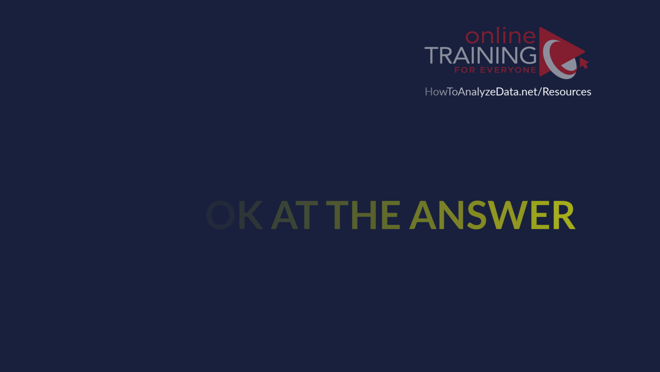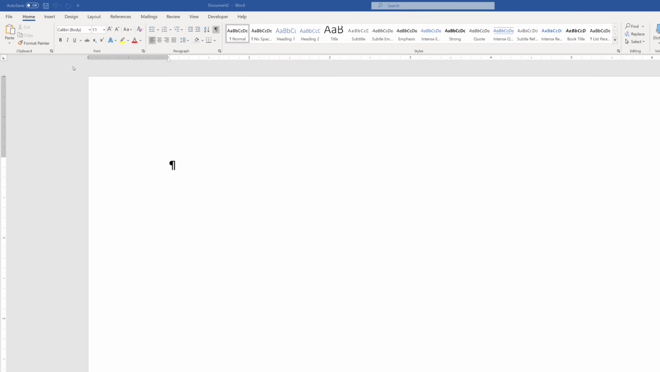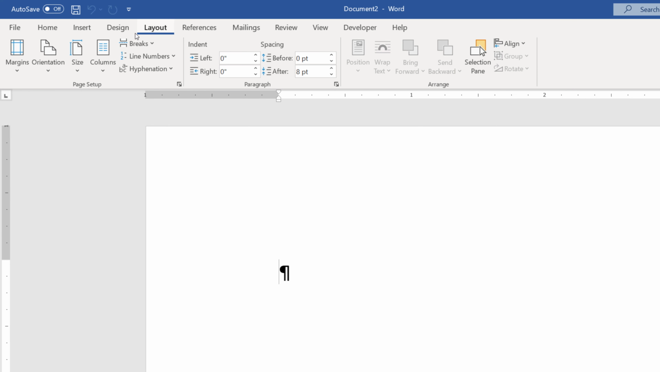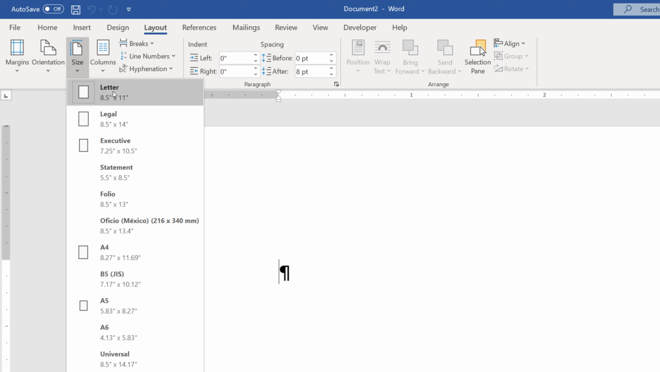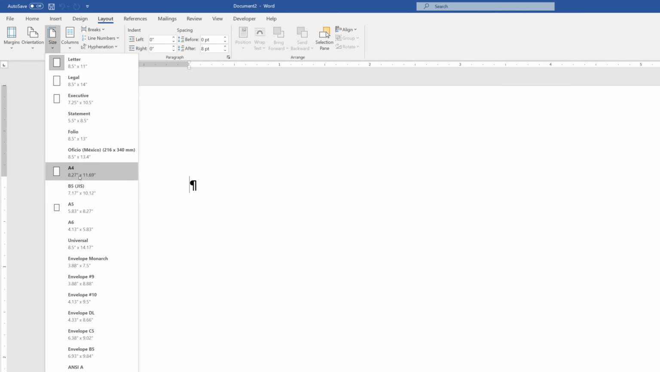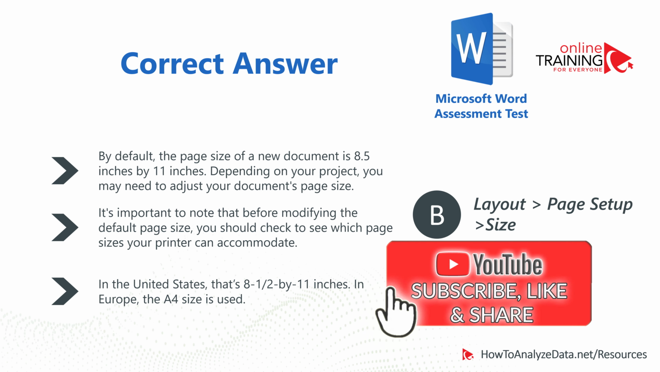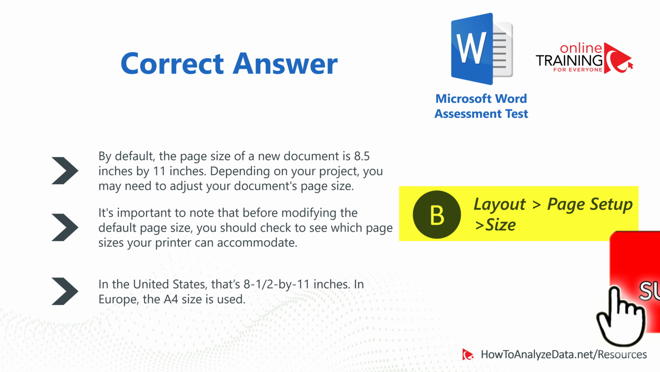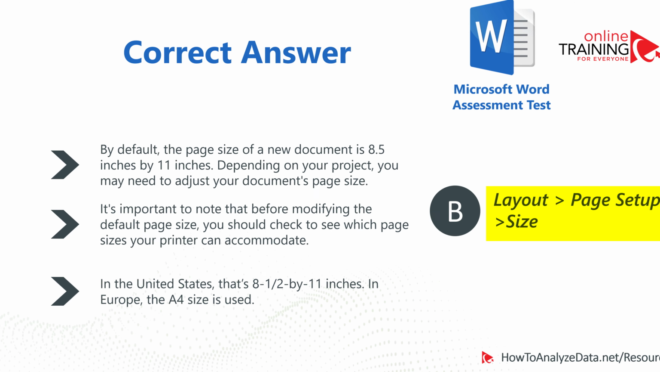To change the page size in a Microsoft Word document, you need to navigate to the Layout tab and then select Size and then select the appropriate size for your document. So you choose Letter in the United States. In Europe, A4 is a very popular format, and based on your region, you have to select the appropriate choice. To recap, the correct choice is choice B. You need to select Layout, Page Setup, and then choose Size.